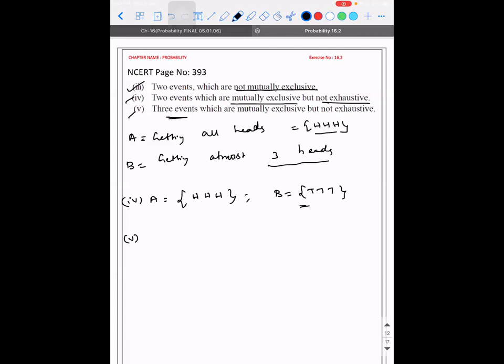Now 3 events which are mutually exclusive but not exhaustive. Then we can define it like this: head, head, head; tail, tail, tail; head, tail, tail. I took simple events: 3 heads, 3 tails, and 2 tails. All these 3 are mutually exclusive, but not exhaustive.